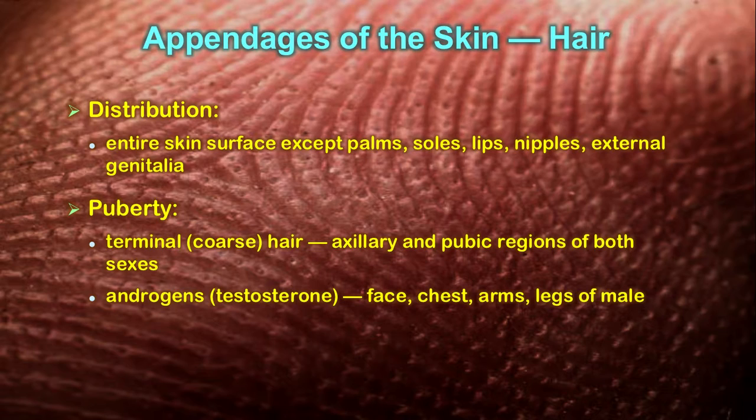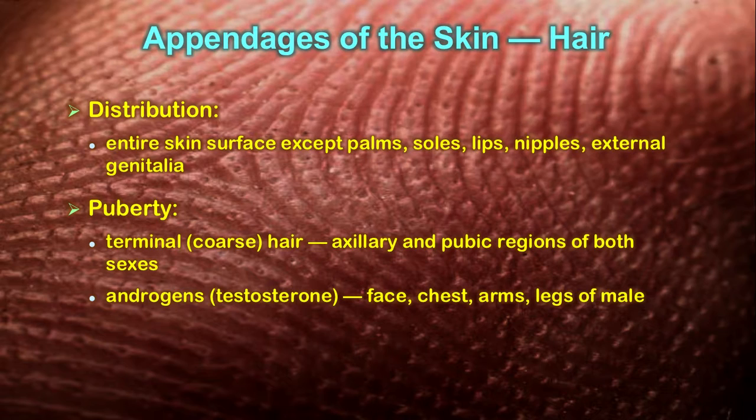At puberty, we have the influence of now terminal hair, which is the coarser, darker hair that comes with puberty. Terminal hair will begin to grow in your axillary region. Where's your axillary region? Armpits. That's right. Good job. You remember your regions. And your pubic regions. Okay, I'm not going to ask you to stand up and point those out. But the pubic regions also have this coarse hair that begins in both sexes.